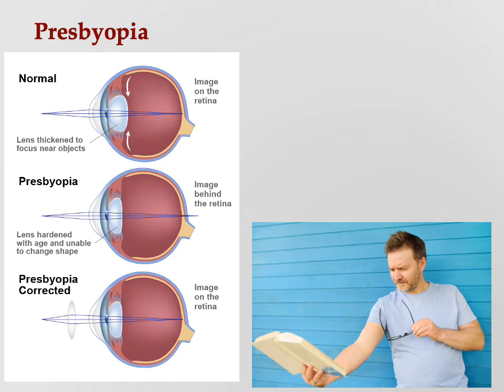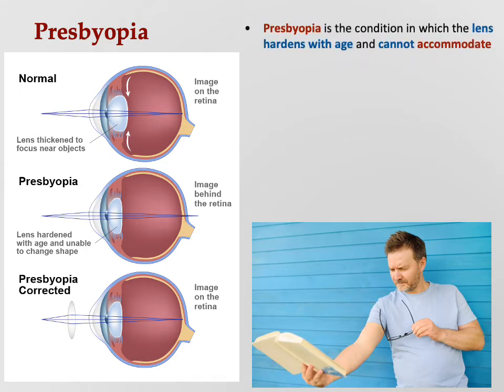So presbyopia are people who have old eyes. That's like Presbyterian, theory, Presbyterians. Those are the old theory people, all right? So that's one of the first Protestant religions, so Presbyterians.